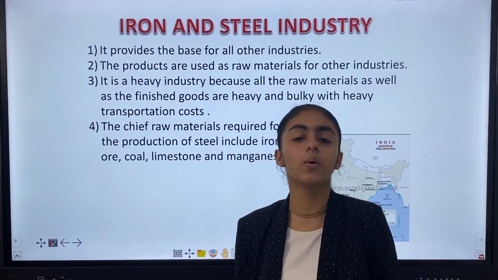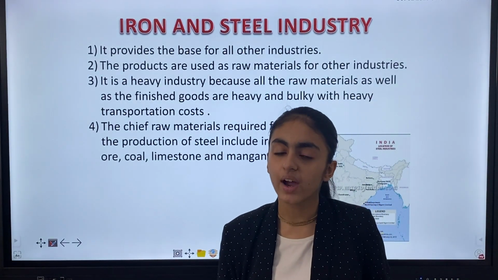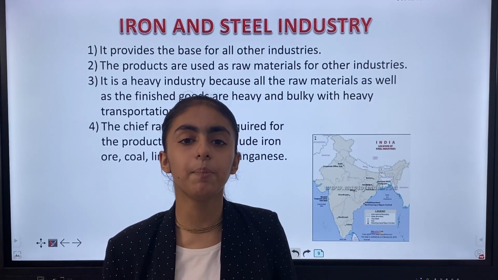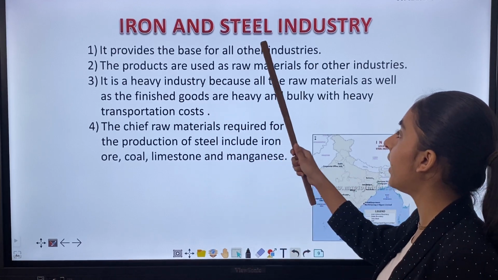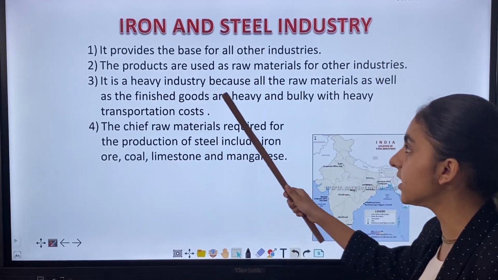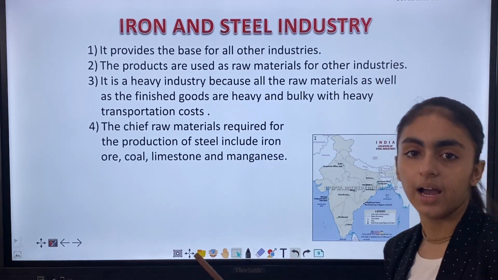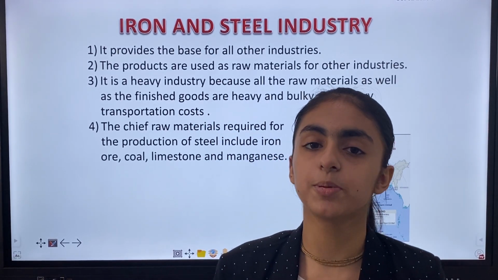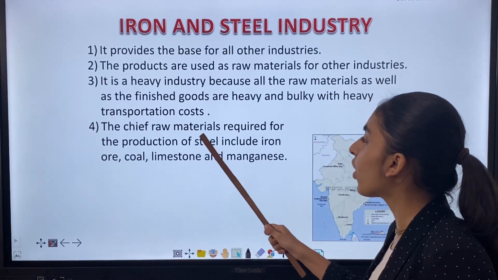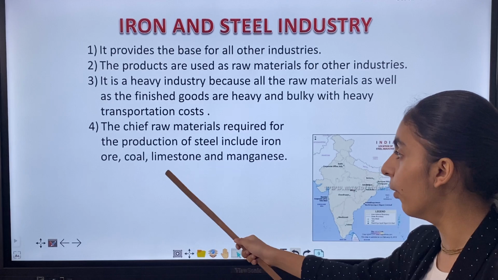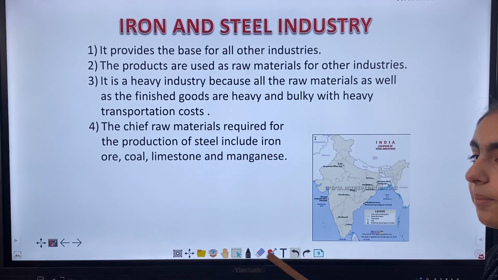Now we have learned what basic industry is, whose final products are used as raw material for other industry. So an example of basic industry is the iron and steel industry. It is a heavy industry because all the raw material as well as the finished goods are heavy and bulky, with high transportation cost. The chief raw materials required for the production of steel include iron ore, coal, limestone and manganese.